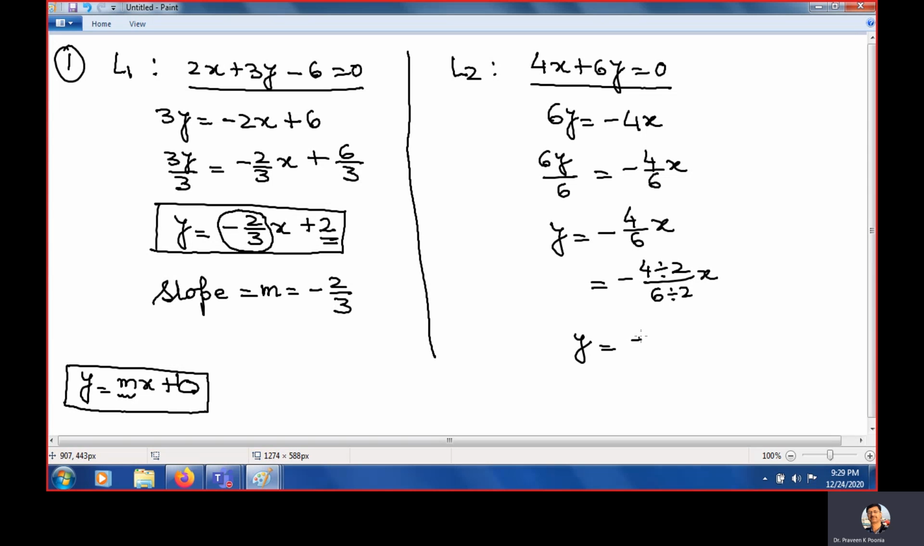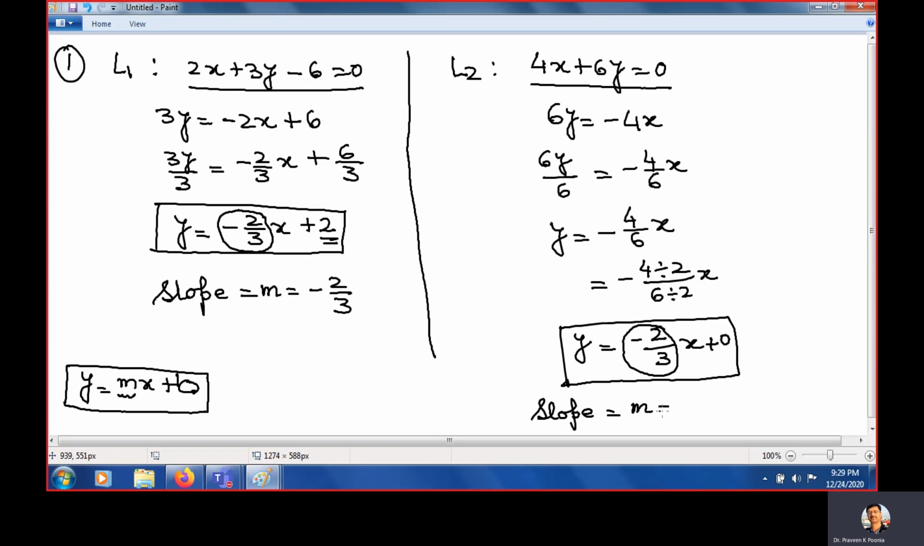So y is equal to minus 4 divided by 2, which is 2. 6 divided by 2 is 3. This is the standard form. Here the y-intercept is 0. But what is the slope? This is the slope. So the slope of this line is m, which is minus 2 upon 3.